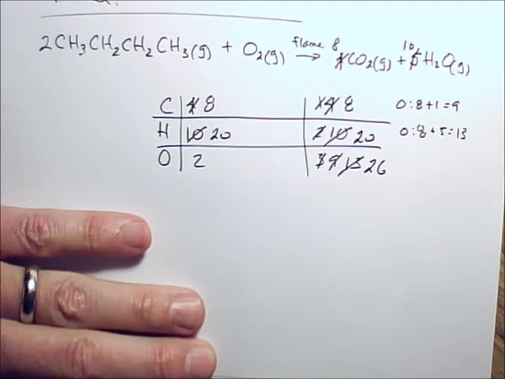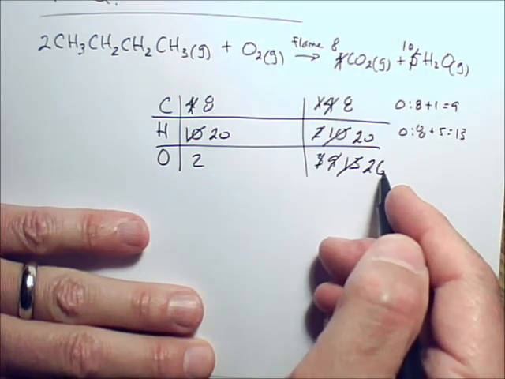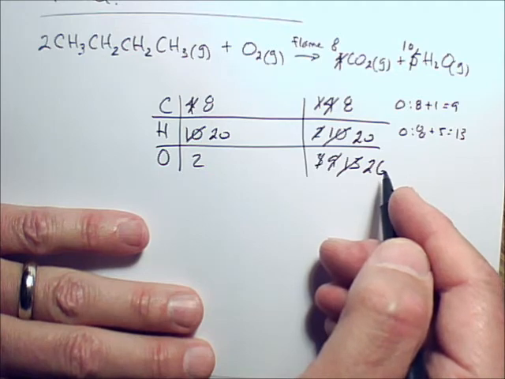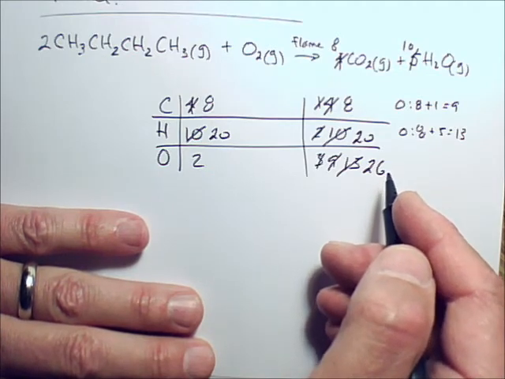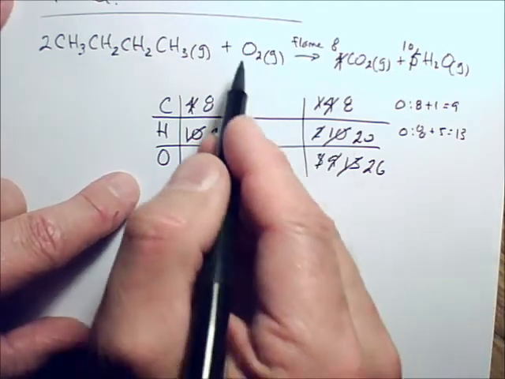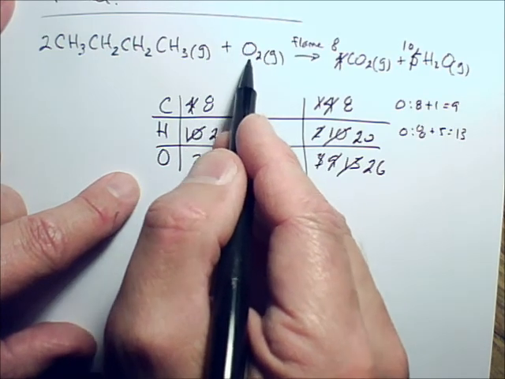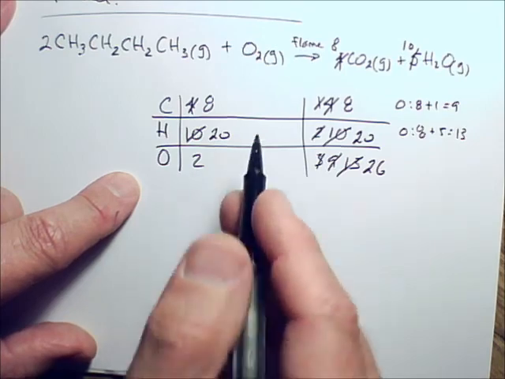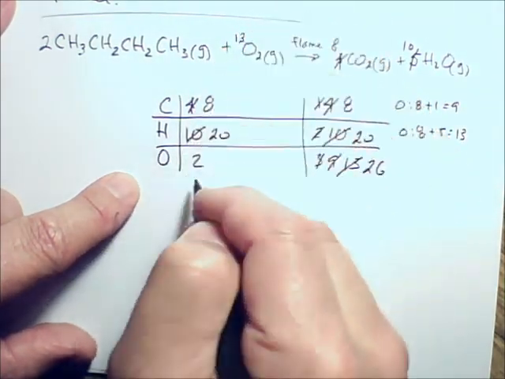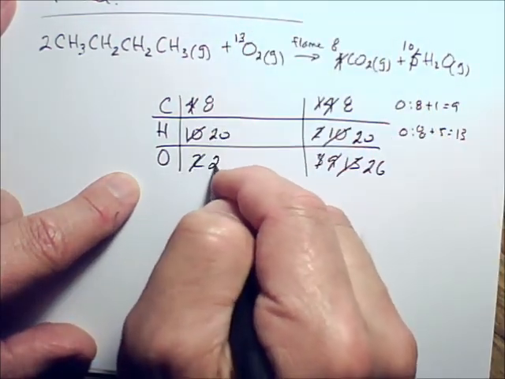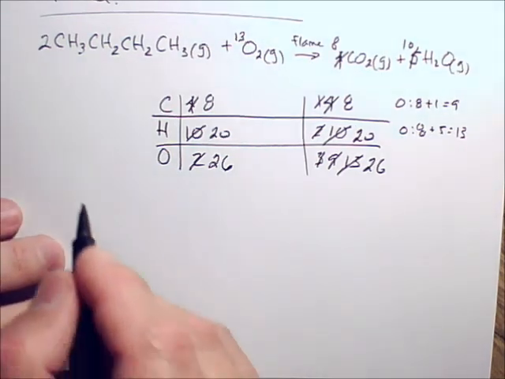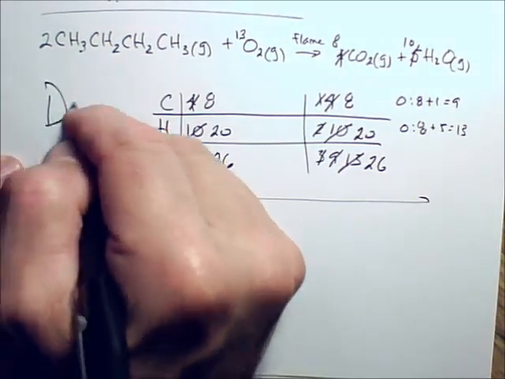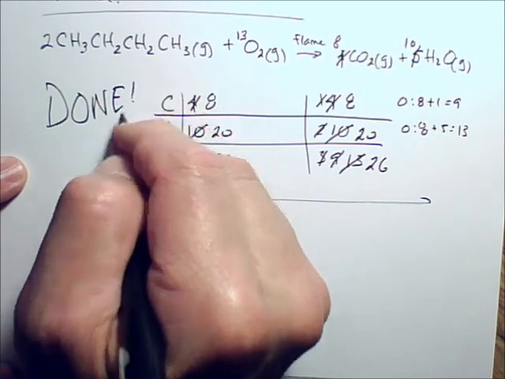Okay? Do I need to do the math to show you that? No, but I don't hear anybody saying yes. Okay? So all we need then is a number in front of this O2 that's going to give us 26 oxygens. The number we need is 13. 13 times 2 is 26. Okay? You got it.